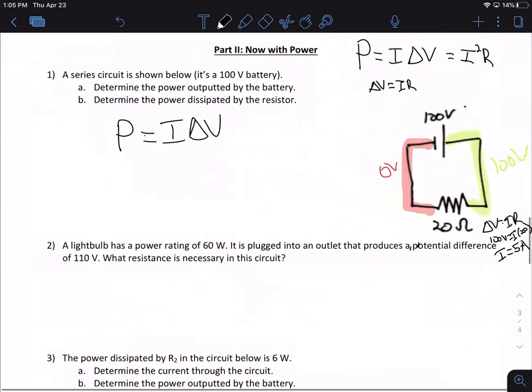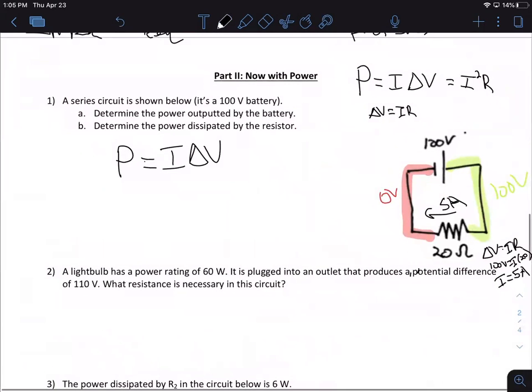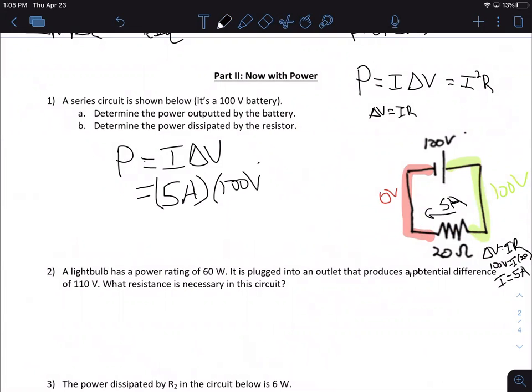All right, so that's the current here. 5 amps is going through this resistor. Current is the same everywhere with one loop. It's not splitting up. So it's going to be 5 amps through the battery as well. 5 amps times 100 volts equals 500 watts.